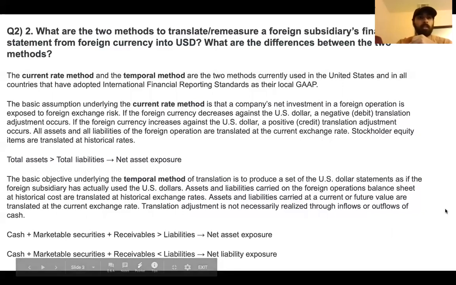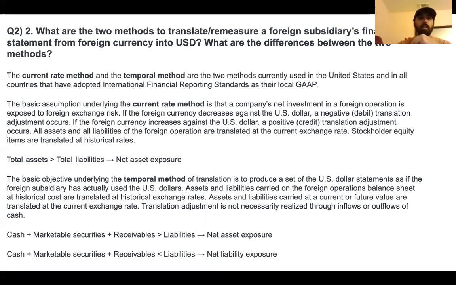Question number 2. The current rate method and the temporal method are the two methods currently used in the United States and in all countries that have adopted International Financial Reporting Standards as their local GAAP. The basic assumption underlying the current rate method is that a company's net investment in a foreign operation is exposed to foreign exchange risk if the foreign currency decreases against the US dollar. A negative, debit translation adjustment occurs. If the foreign currency increases against the US dollar, a positive, credit translation adjustment occurs.